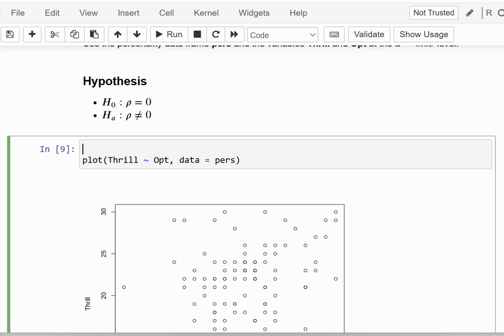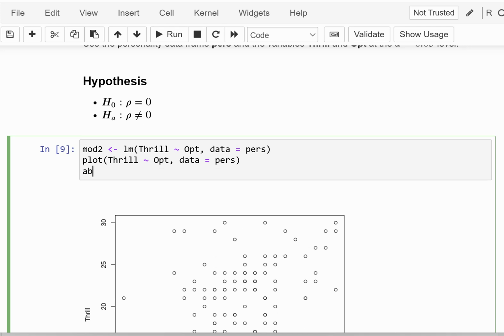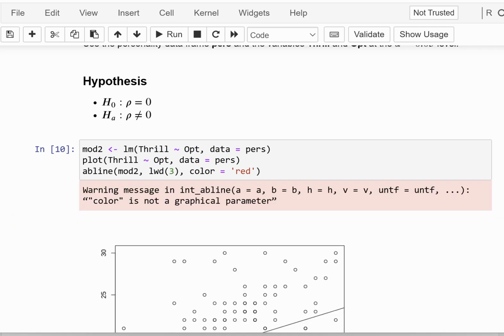If you remember, what we want is we want to create a model, and I'll call it mod 2. So the second model we've created is going to be LM parentheses, and it's the same thing. It goes in the plot, right? So mod 2. All right, then we're going to do plot, and then I'm going to do ABline from mod 2. And again, I prefer the line width equals 3, and you can do whatever color you'd like. Sorry, color equals, how about red?